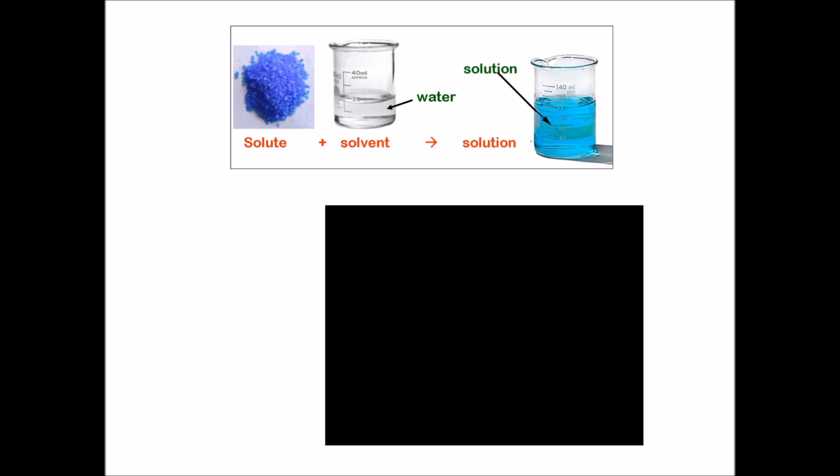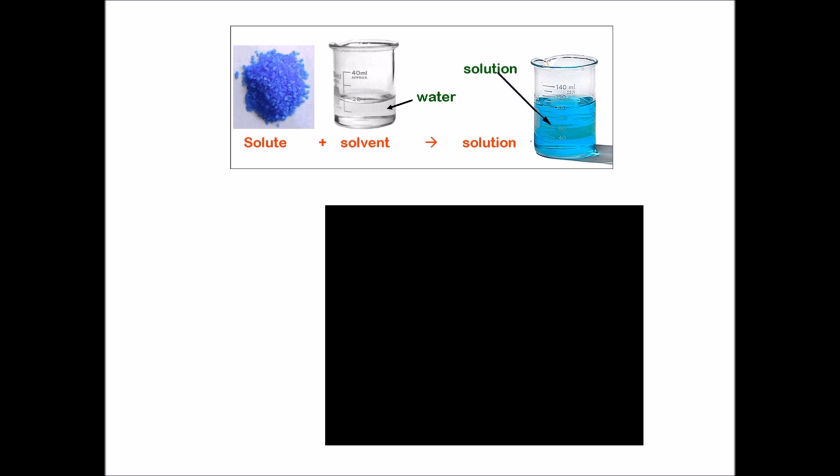Every solution has two parts to it. It has the part that's being dissolved, that's called the solute, and it has the part that's doing the dissolving, that's called the solvent. So solutes dissolve in solvents. The solute is usually the solid. The solvent is usually water. Now, it does not have to be.